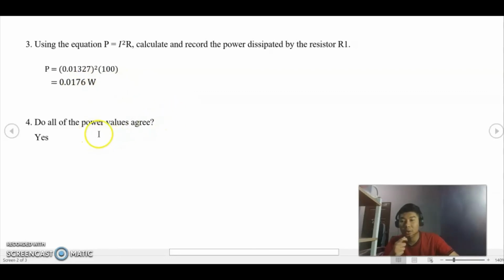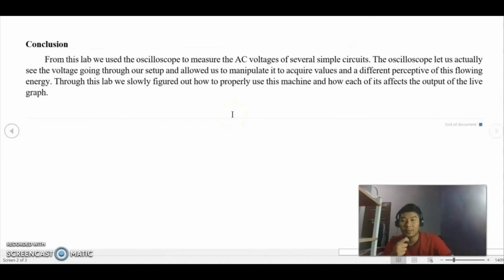So for the fourth question, do all power values agree? Then the answer is yes.